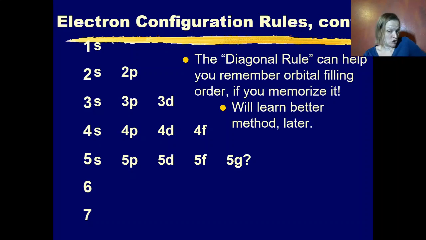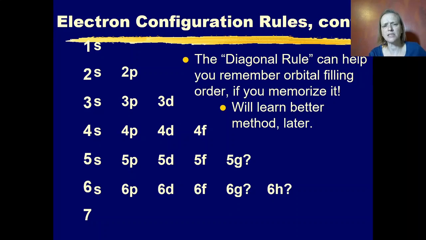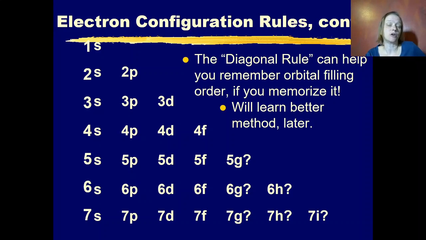Could there be g sublevels? Yes, maybe, if we ever discover an atom that has that many electrons. We never actually get that far, or we haven't gotten that far for any known elements, and you'll see why this is in a moment. Similarly, with energy level 6, you can go up to the letter h, possibly, and in energy level 7, you can go up to the letter i.